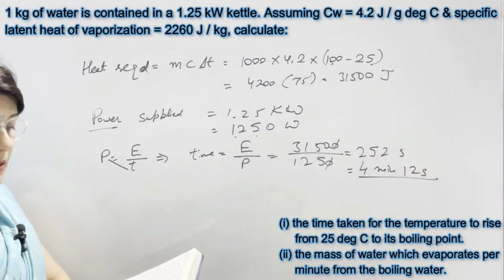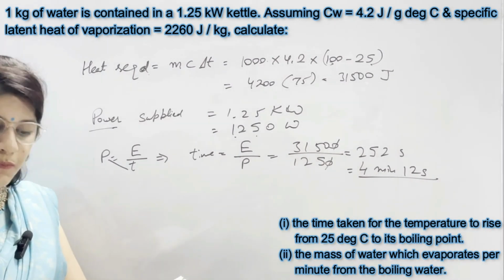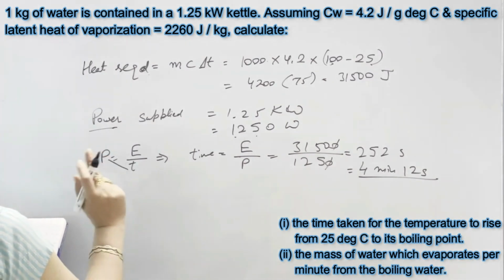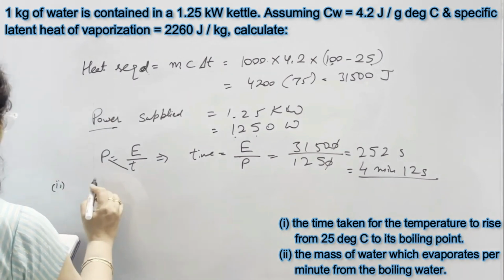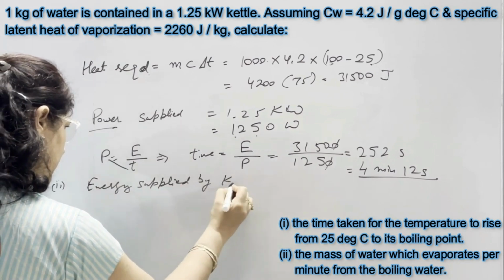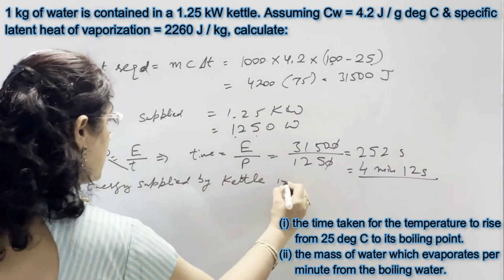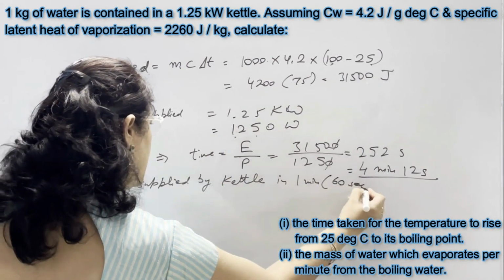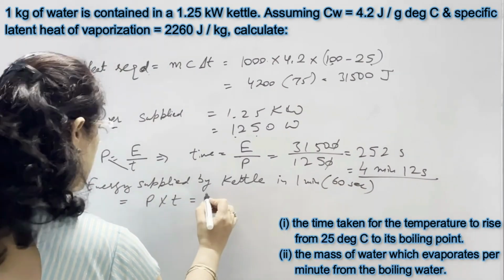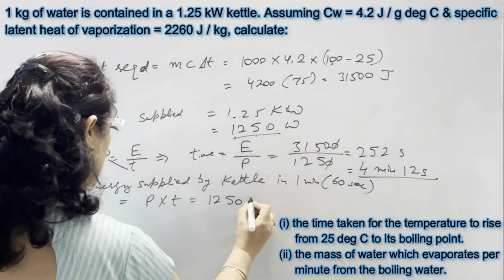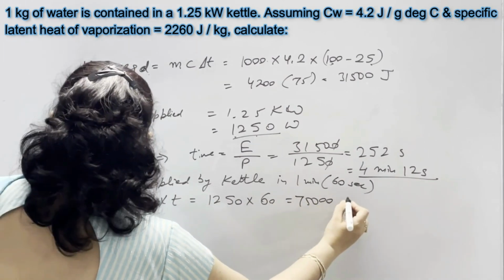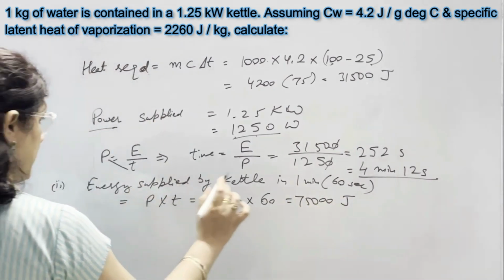Now in the second part, the mass of water which evaporates per minute from the boiling water. Per minute means time is given as 1 minute. So in the second part, energy supplied by kettle in 1 minute, or we can take 60 seconds. So energy is equal to power into time. Power is 1250 into time 60 seconds. So 75,000 joule is the heat energy supplied by kettle.